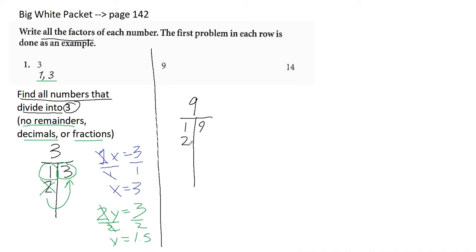But after 1, I'm going to check 2. And I'm going to think to myself, 2 times what gives me 9? Now if you notice over here, when we did 3, we kind of have a little shortcut here.